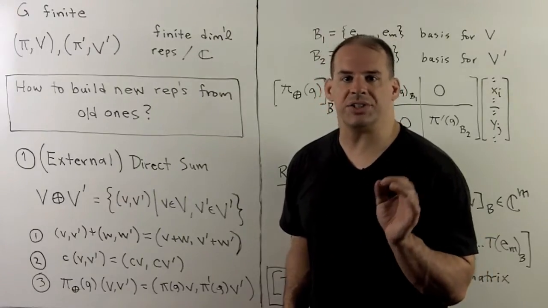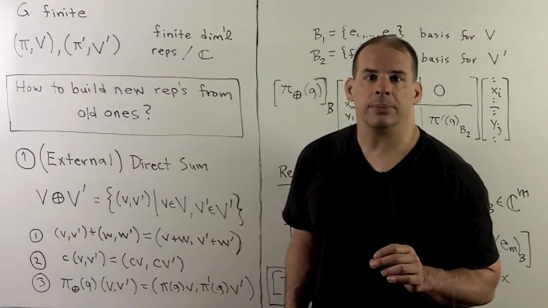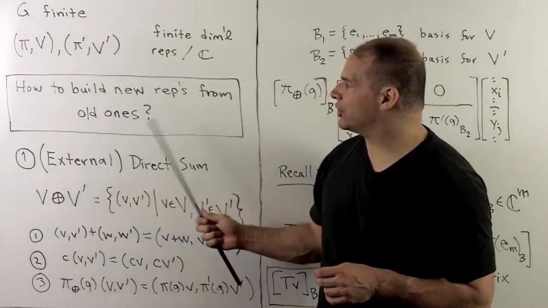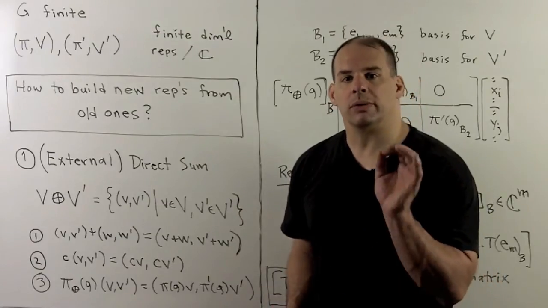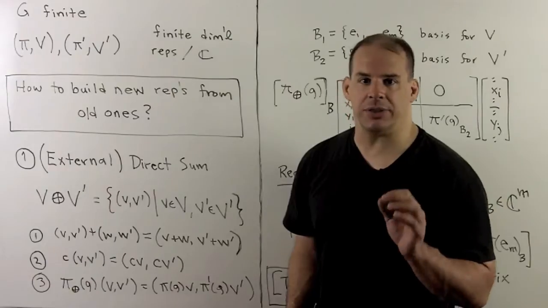Now that we have some concrete examples of representations, we work more abstractly. So the theme is, how do we construct new representations from old ones? Here, we'll review the major constructions from linear algebra, and we'll see where representation theory fits in.